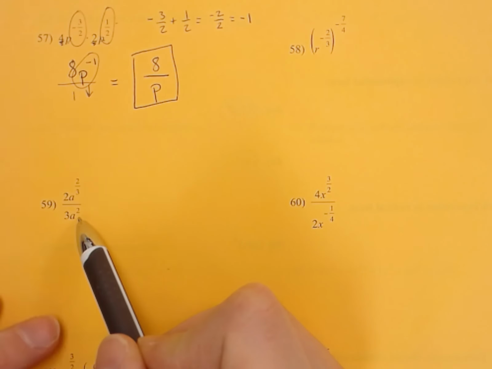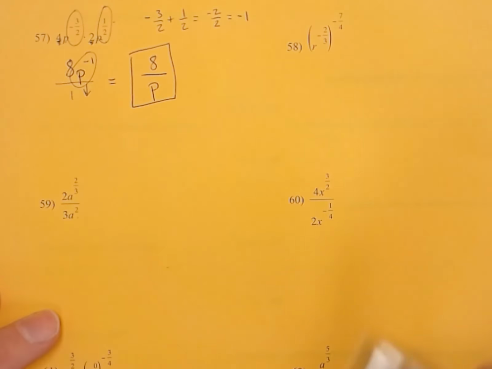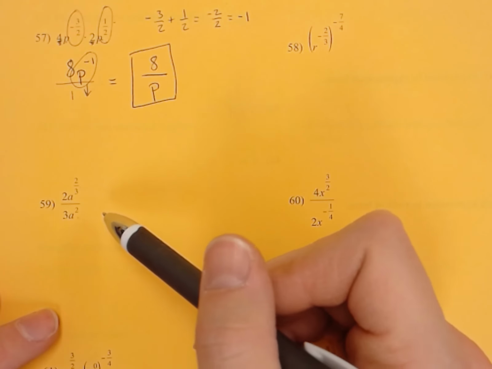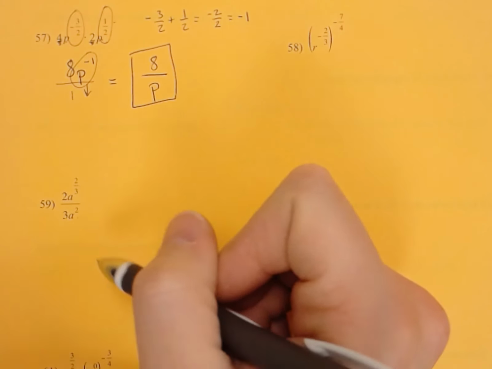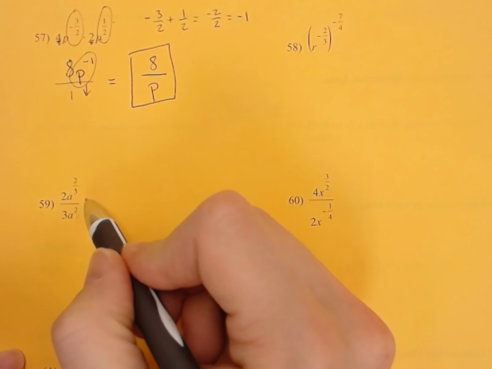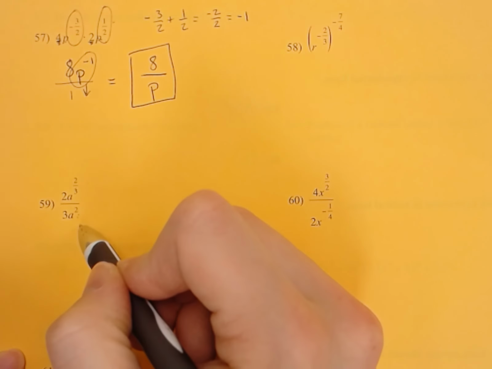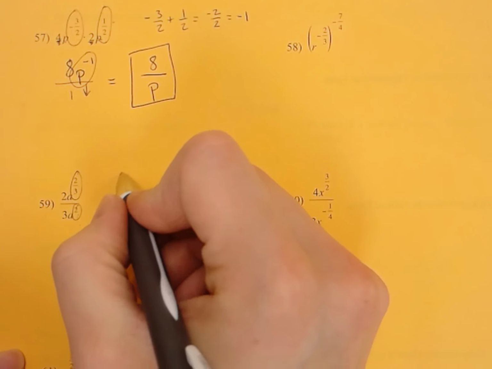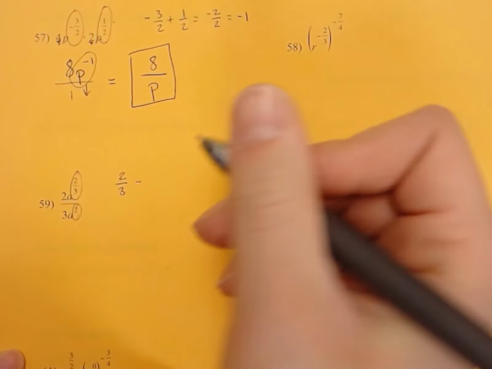Same idea on 59. I can think about the canceling, but when it gets to fractions, it's a little bit harder to think about it as canceling. So in this situation, if we have 1 on top and 1 on bottom, we can just subtract our exponents. So I can go 2/3 minus 2.